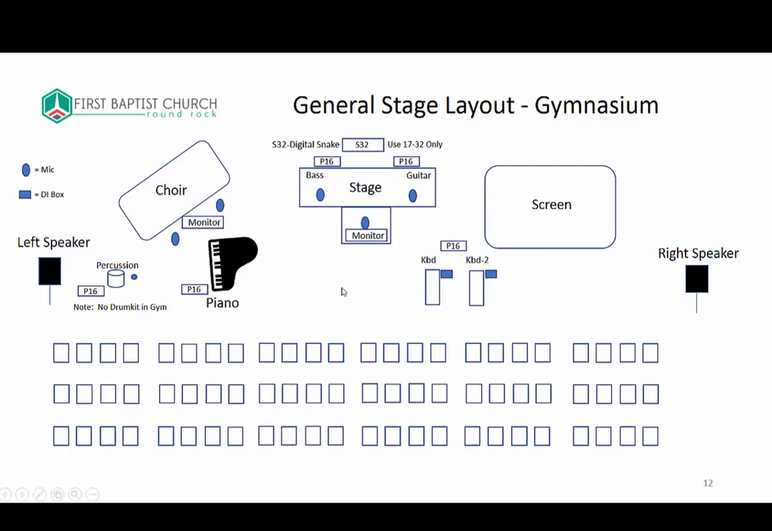Example of our stage layout in the gym. We, of course, have the left-right speakers on the left and right. We have mics throughout on the stage, on the choir. We have digital input boxes necessary for the keyboards because the keyboards have a TRS quarter-inch line which needs to be converted to XLR while maintaining the integrity of the sound and the power. So that's what those DI boxes are designed to do.